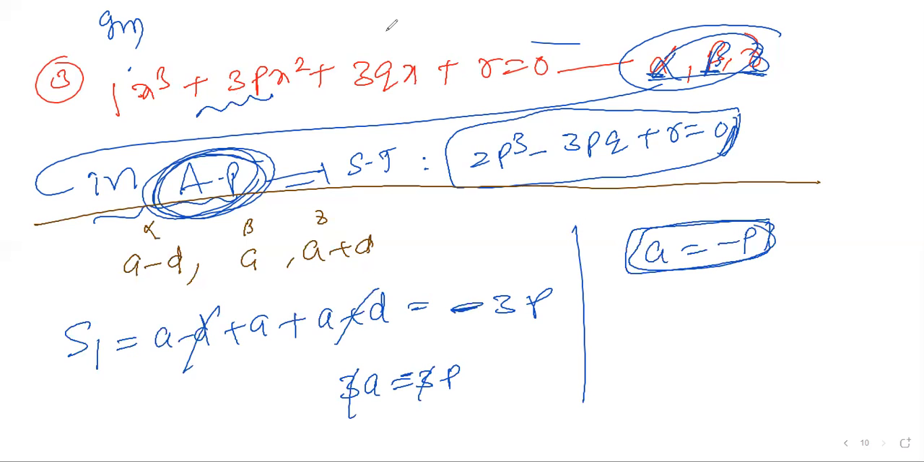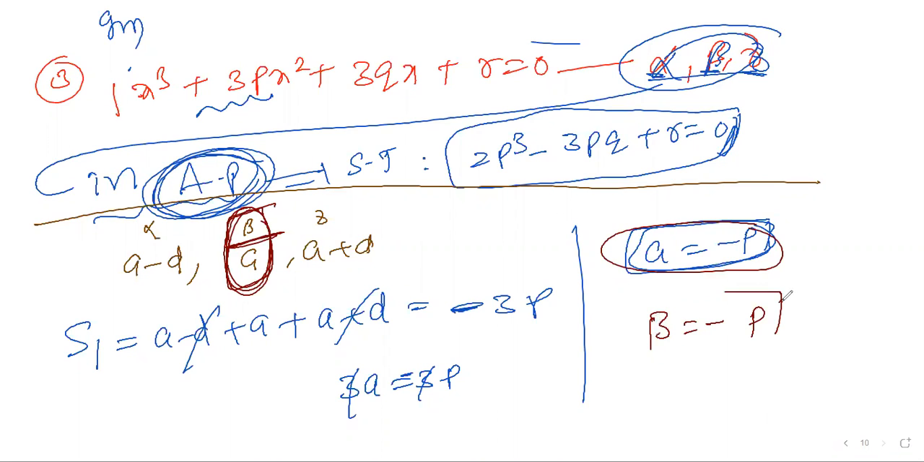A is equal to minus p. What is understood by A? A is beta. So beta is equal to minus p. If one root is given, they are asking for a condition. They are asking to show that beta is a root of the equation.